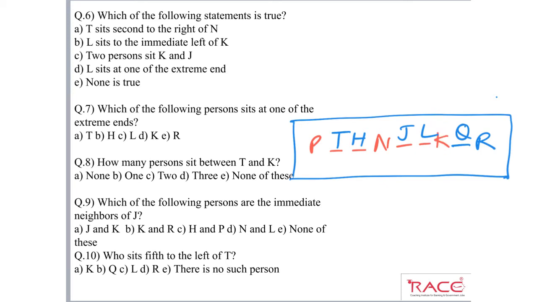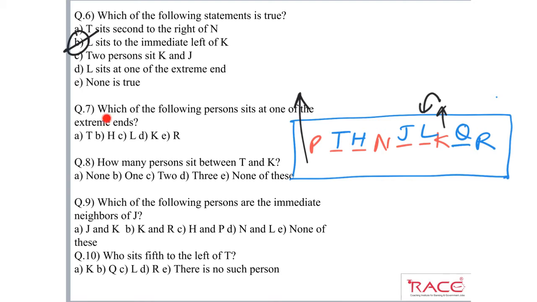Why immediate left of K? Because all the persons, they are facing north direction. They are facing north direction. So immediate left of K, we have L. So this is our right answer, option B.